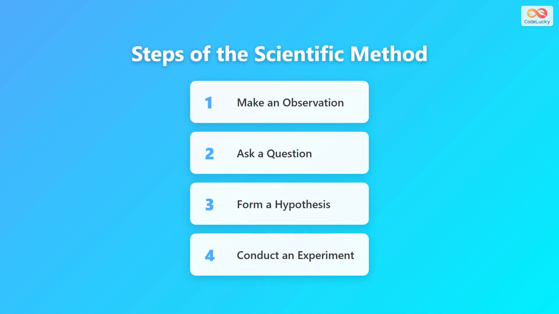The scientific method consists of 7 key steps that guide researchers through their investigations. Let's start with the first 4 steps. Step 1 is making an observation, where you notice something interesting in nature using your senses. Step 2 is asking a question about what you observed. Step 3 involves forming a hypothesis, which is your proposed explanation for what you've noticed. And step 4 is conducting an experiment to test whether your hypothesis is correct or not.